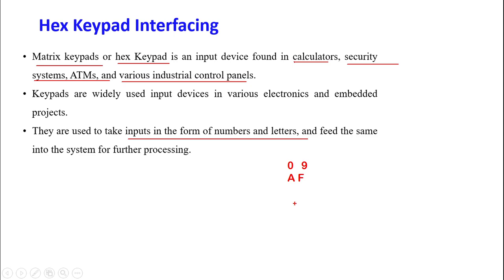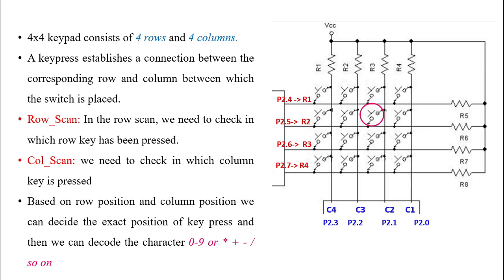Now, how is this interfacing done? In a general way we will understand, and later we will go to the program. How is the interfacing designed inside the hex keypad? Basically guys, you should understand one important thing. This type of keypad will have 4 rows and 4 columns. Here we are considering 16 keys, that is why we have 4 rows and 4 columns.